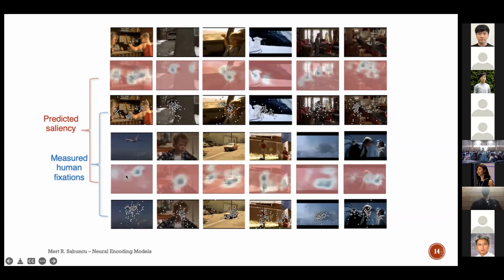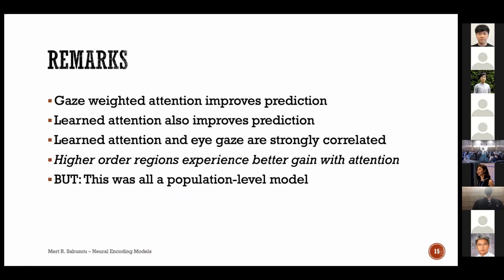So what we are showing you here is the human fixation data. So these are the dots here, and these are the predicted attentions, right? So this is the learned attention mechanism of the model. There's a quantitative analysis of this in the paper that was published a couple of years ago in NeurIPS, and you can show that these are in very strong agreement. Okay, so just a couple of remarks before I move on.